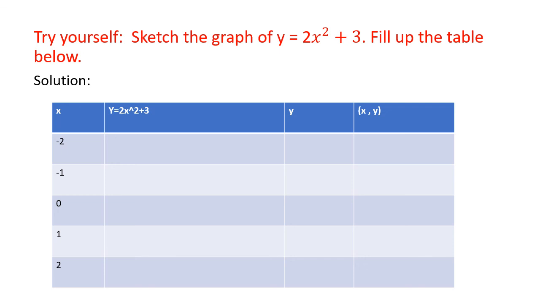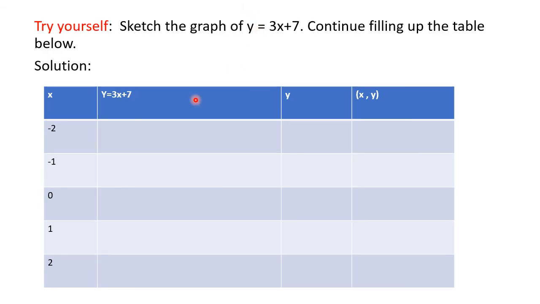So try yourself. Sketch the graph of y equals 2x squared plus 3 and fill up the table below. So what you do here is simply follow the examples in Anton and fill up this one. Given values of x there, and you have the equation y equals 2x squared plus 3. Then substitute the value of x, solve for y and the point x, y. So try to follow the steps as in examples 1 and 2.